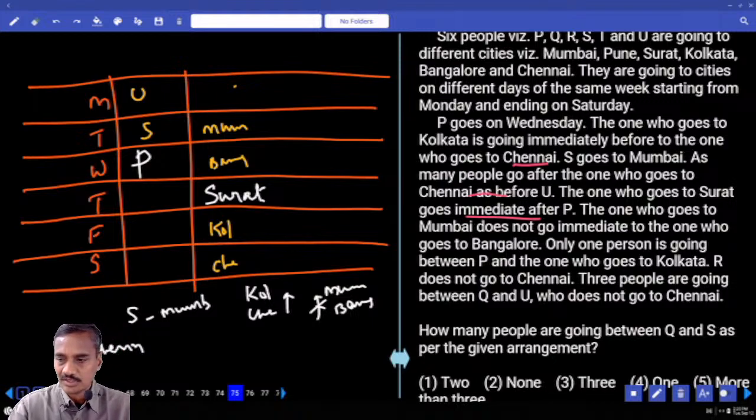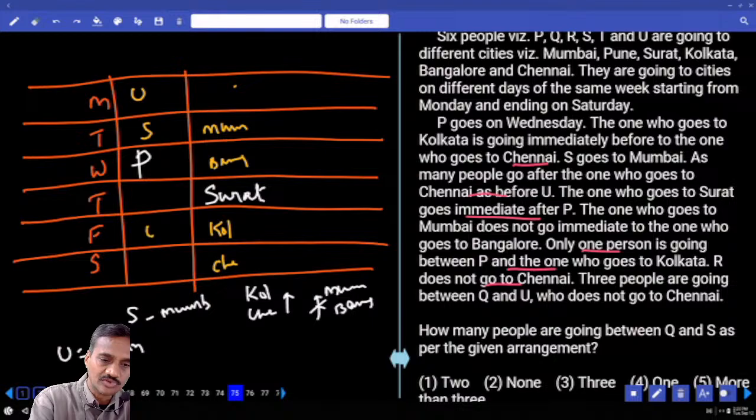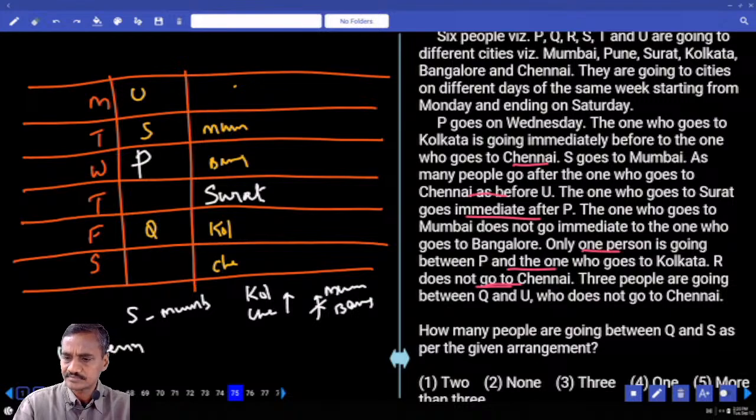Then only one person between, and R does not go to Chennai, and 3 people between Q and U. Now 3 people between Q and U, Q is here. U does not go to Chennai, that is fine. Then what is the other possibility we have? R does not go to Chennai. Then one more person is left over. S is from Mumbai, we have taken that. Only one person between P and Kolkata. Yes, 3 people.